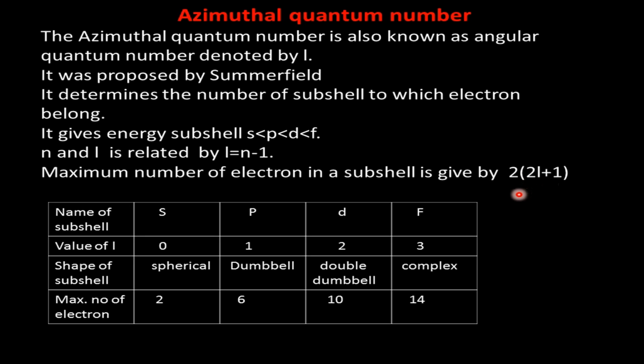For f, the value of l is 3. 2 times 3, 6 plus 1, 7. 7 times 2, 14. So the maximum number of electrons in the f subshell is 14.